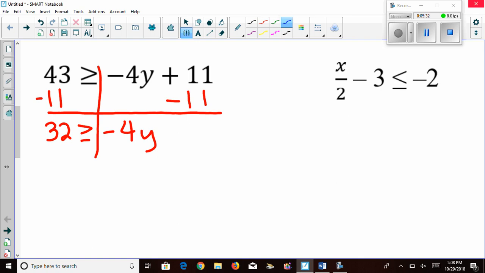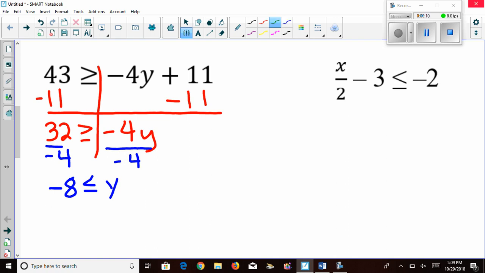To finish solving, I must multiply or divide. In this case, since it's negative 4 times y, I should start by dividing by negative 4. Now that's something really important. I just said we're dividing by a negative 4. That means my inequality symbol must flip to the opposite, and I can go ahead and reduce. 32 divided by negative 4 is negative 8, and that negative 8 must be less than or equal to y.